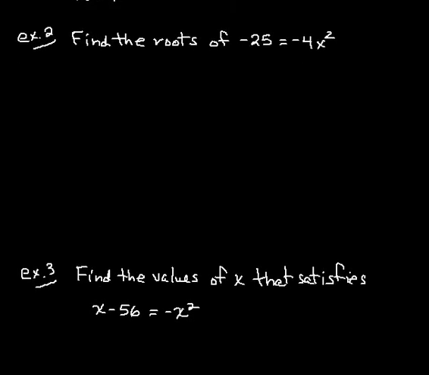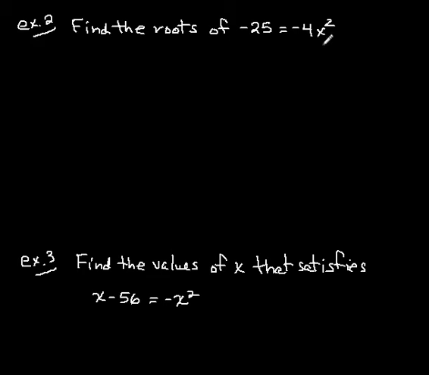So find the roots of this one. This one looks a little different, but we want to do the same thing. We're going to set it all equal to 0. So I'm going to bring this over there. We're going to get 4x squared, I'm adding 4x squared to both sides, minus 25 equals 0.